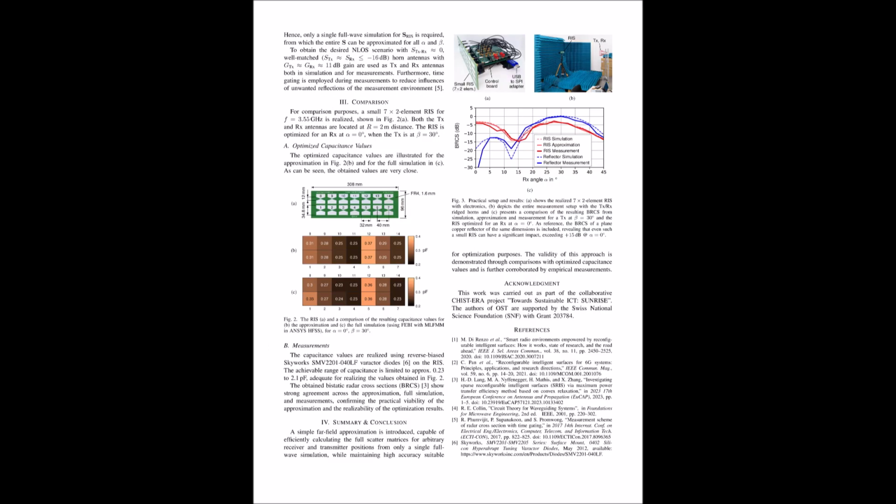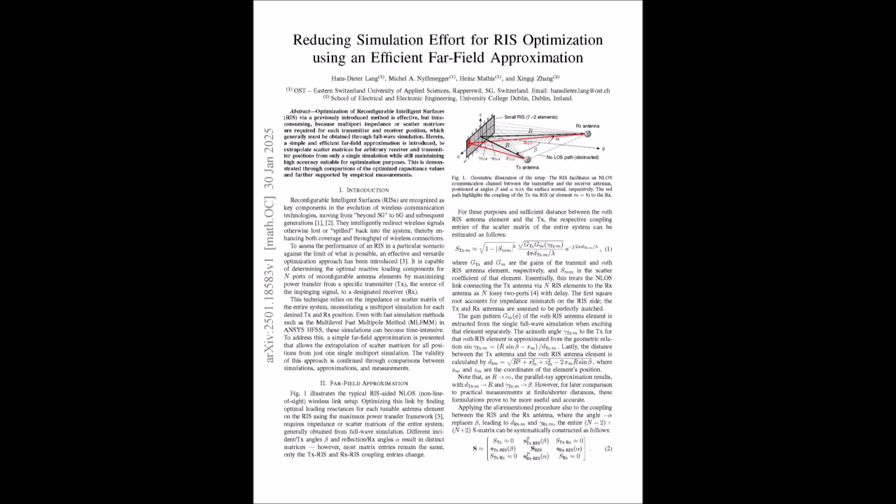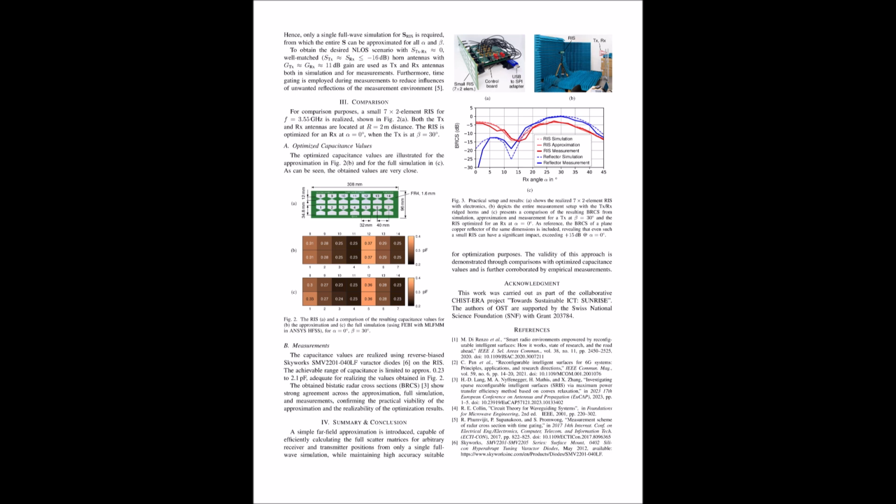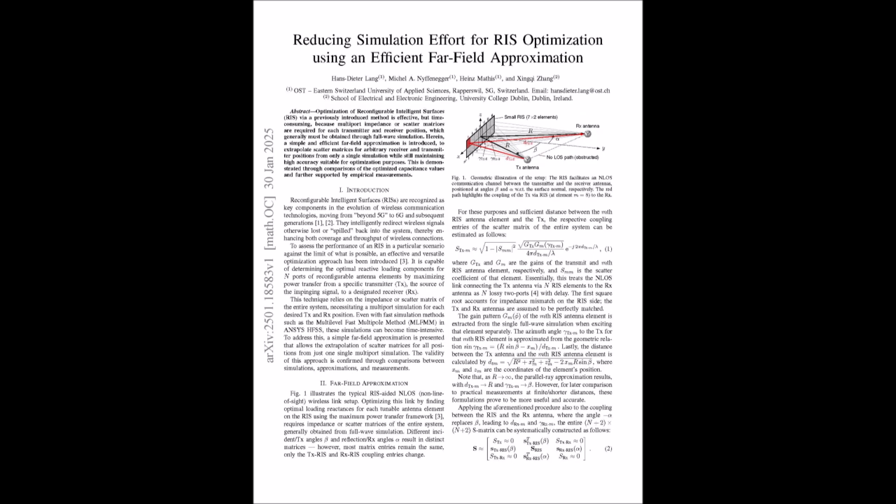That's efficient. But I'm curious, how do we go from this equation for one element to a complete scatter matrix for the entire system? That's what we ultimately need for optimization, right? Absolutely. We need to consider all the elements on the RIS and their interactions with both the transmitter and the receiver. And that's where equation 2 comes into play. Okay, bring on equation 2.